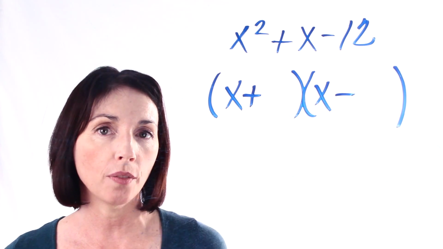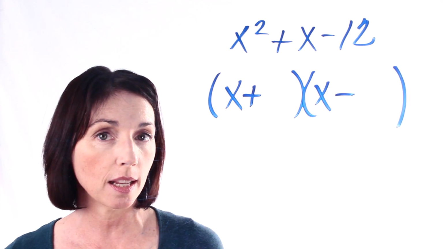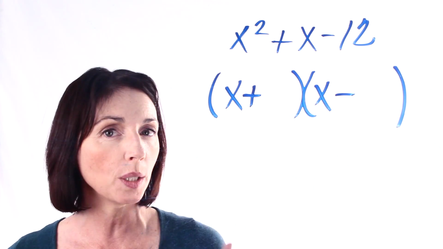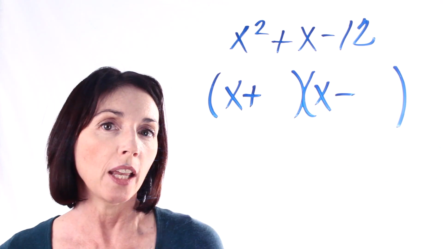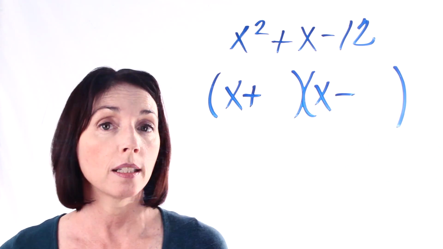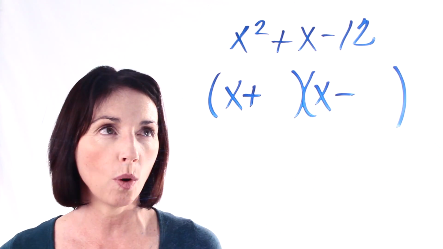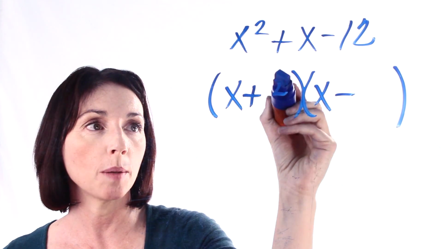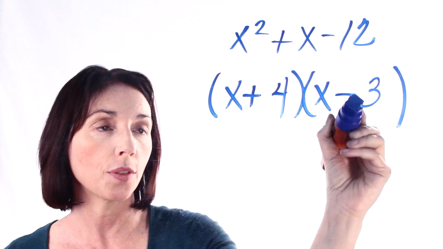The factors of 12 are 1 and 12, 2 and 6, and 3 and 4. Now 3 and 4 look pretty promising because they're only 1 apart. So if I were to add 3 to negative 4, I'd get a negative 1, but I want a positive 1. So let's do it the other way. Let's make it a positive 4 and a negative 3.